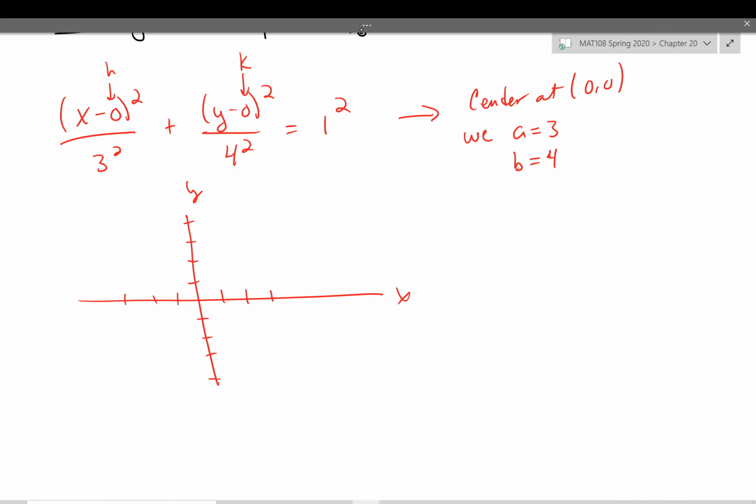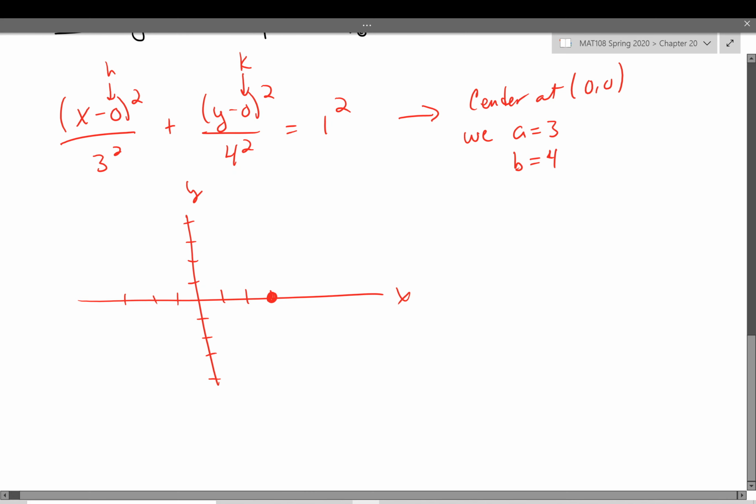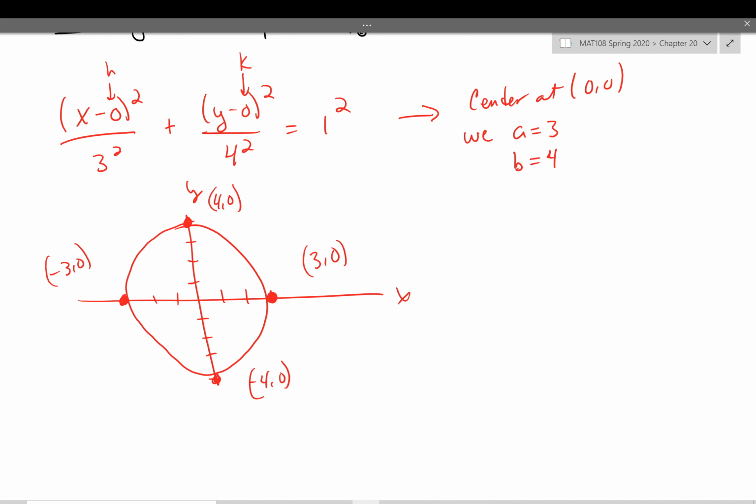So that's going to be my x-intercept, 3, 0. And I have one in the other direction, negative 3, 0. Okay. Then I will go up 4, 0, and then down negative 4, 0. All right. And all we're doing is just graphing. That's it. So there's my ellipse, as good as it gets. All right. Obviously, you know where I'm going to go.